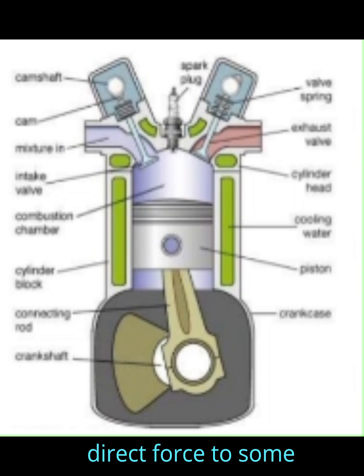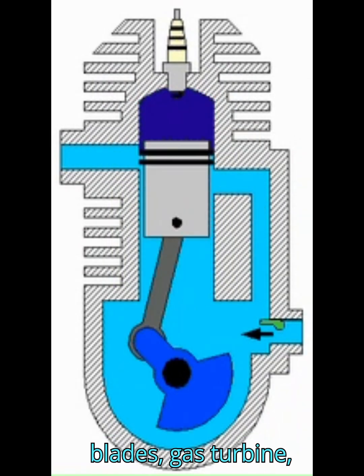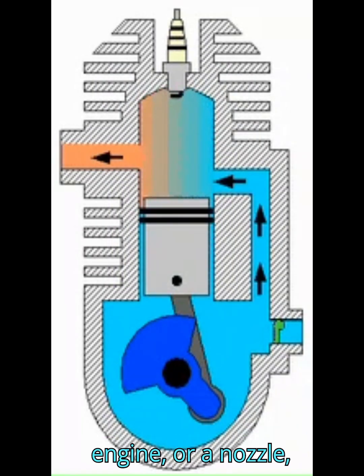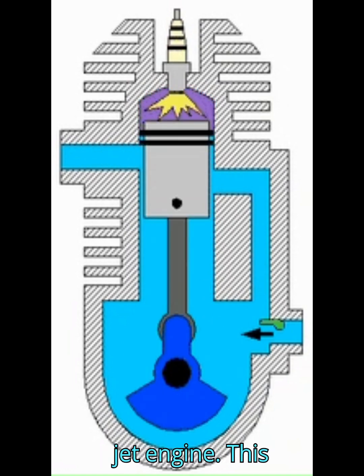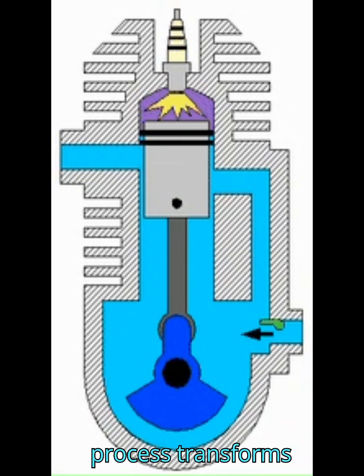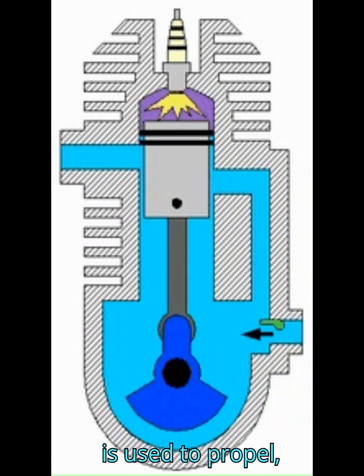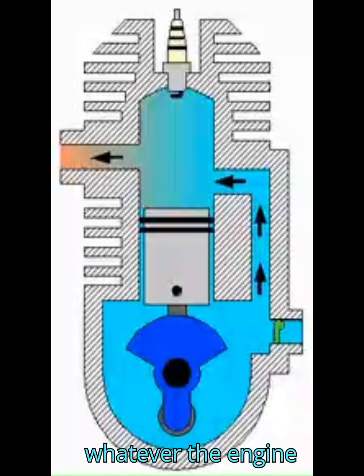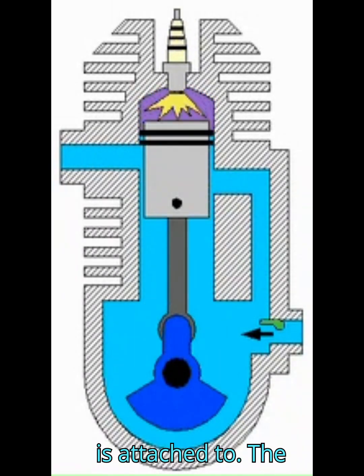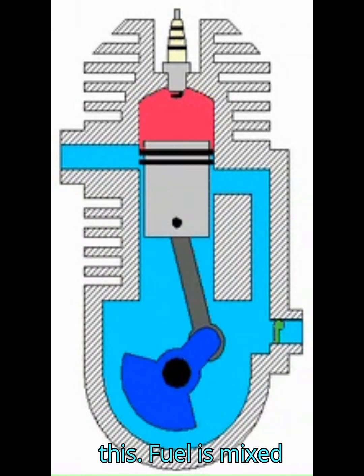direct force to some component of the engine. The force is typically applied to pistons (piston engine), turbine blades (gas turbine), a rotor (Wankel engine), or a nozzle (jet engine). This force moves the component over a distance. This process transforms chemical energy into kinetic energy, which is used to propel, move, or power whatever the engine is attached to. The engine's main components are a cylinder and a piston, and the process works like this.